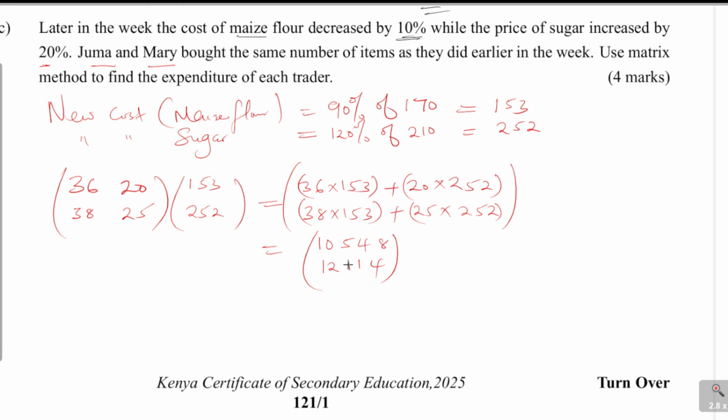So the question was use the matrix method to find the expenditure for each trader. Juma, therefore, spent 10,548. And then we have Mary. Mary spent 12,114. So that is how you're supposed to solve that question.